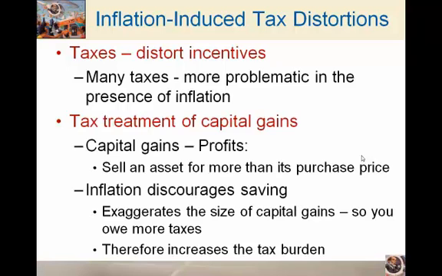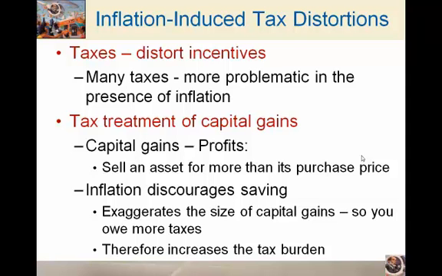Now, there's other problems with inflation as well, and that's to do with the tax system. We've looked at the tax system already. We know that taxes distort incentives, but when we have inflation, there's even more problems. One very good example of that is so-called capital gains. When you make money on anything, say a house, or on stocks or shares, or on bonds, then you are taxed on those gains. So if you sell an asset for more than its purchase price, then you're taxed on that. The same thing goes for profits as well for companies.